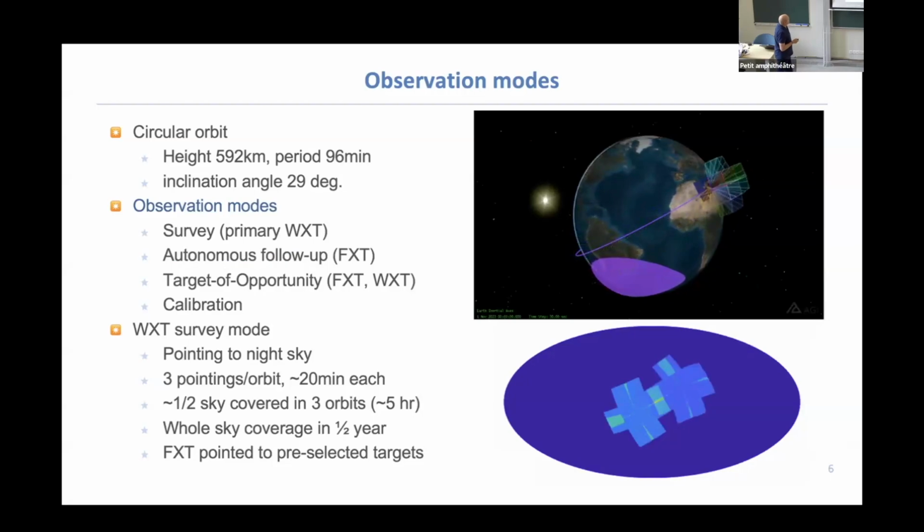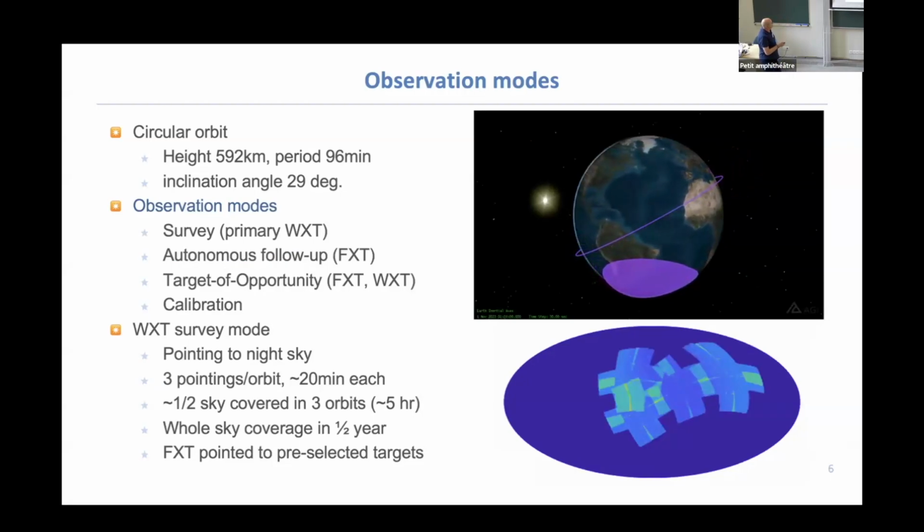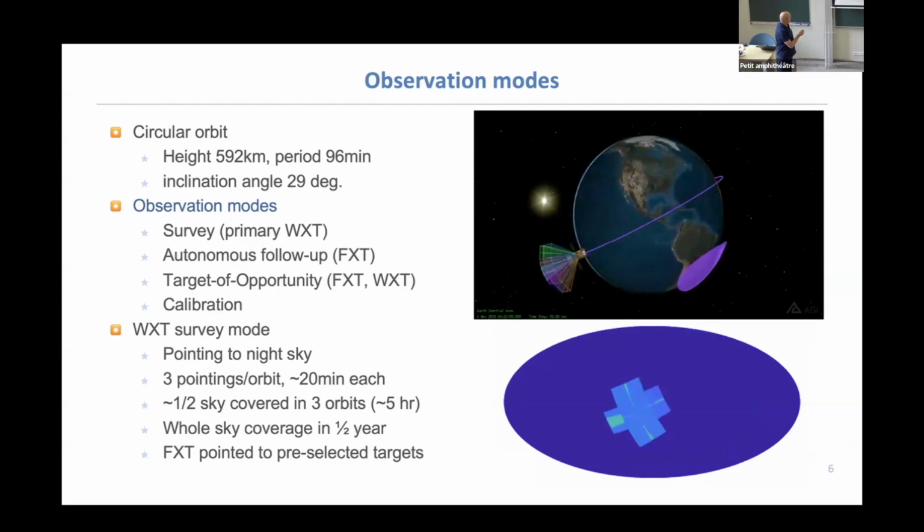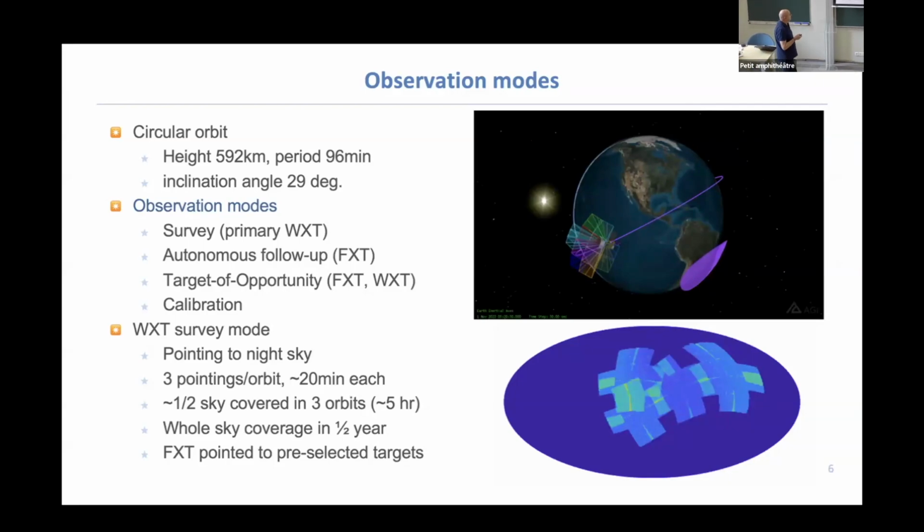So there are various observation modes. Basically, there is a survey: in 3 orbits you cover half the sky. You do 3 pointings per orbit, 20 minutes each, and you cover the whole sky in X-rays in half a year. And then there are autonomous follow-ups like Swift. If there is a trigger, the X-ray telescope points to the source, to the new transient. We can also do targets of opportunity with both instruments if people are interested in triggering. And of course, there are also calibration modes.